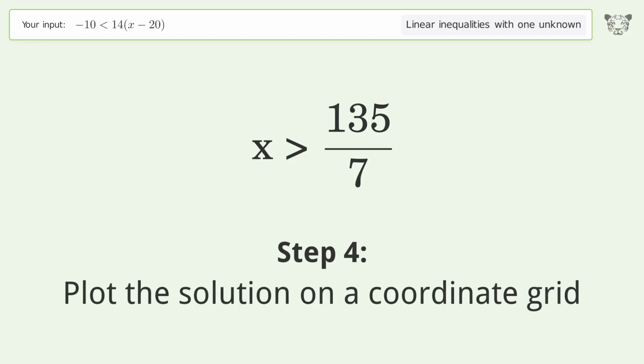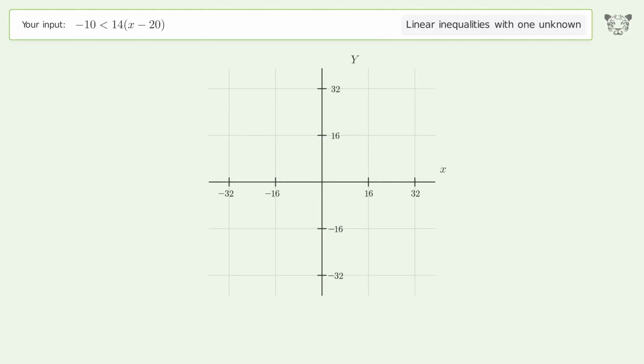Plot the solution on a coordinate grid. And so the final result is x greater than 135 over 7 greater than 192 over 7.